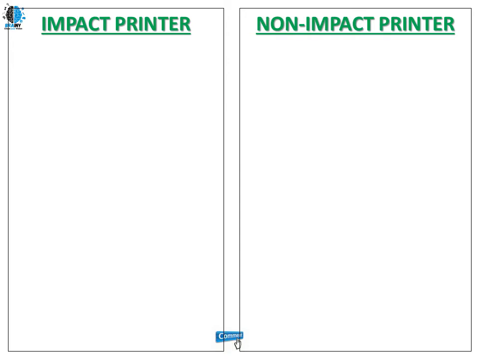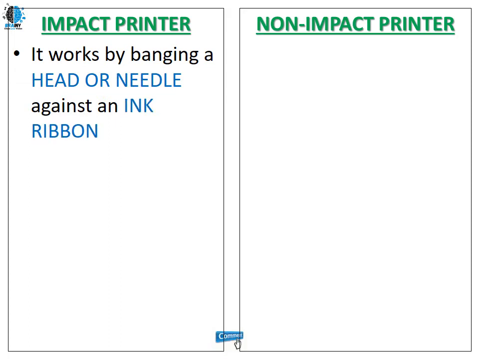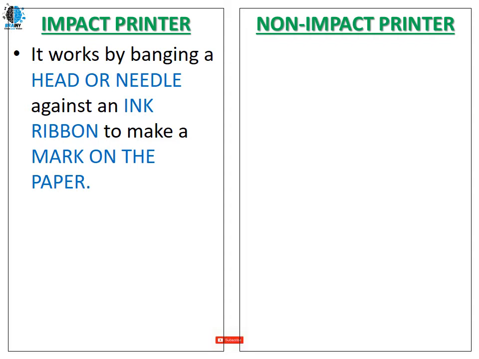I will explain what an impact printer is with a simple example. Whenever you write on a paper in a book, you will have an impression on another paper. If you put a carbon behind the paper you are writing on, a carbon copy will be generated of whatever you are writing. This is an example of an impact printer. Impact printers work by banging a head or a needle against an ink ribbon to make a mark on paper. Whereas non-impact printers do not give any impression on paper, just smooth printing on the paper.